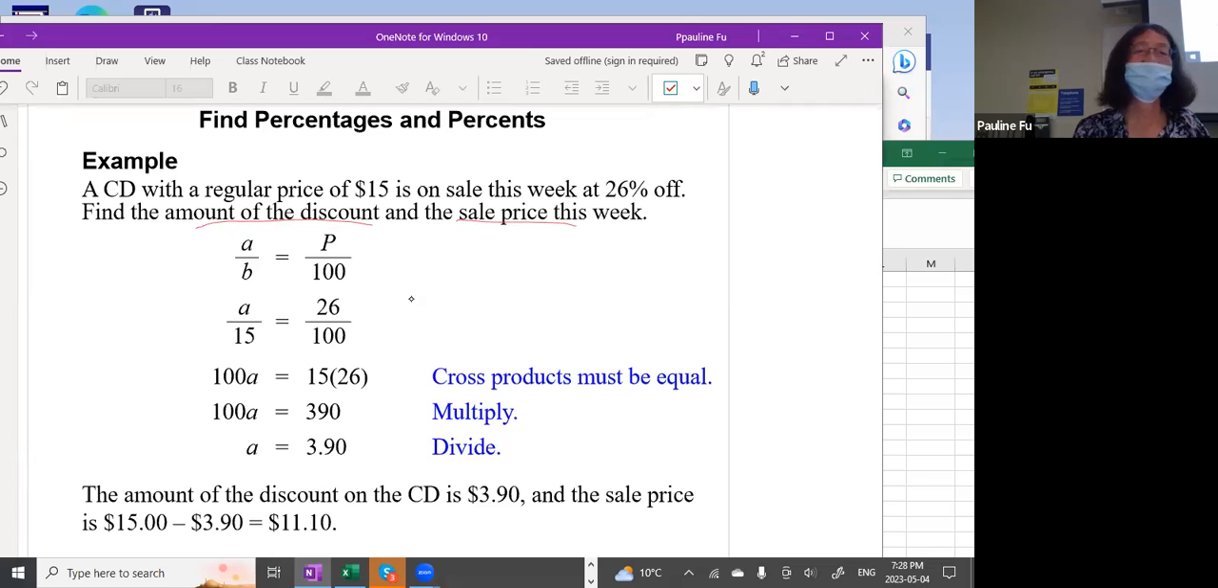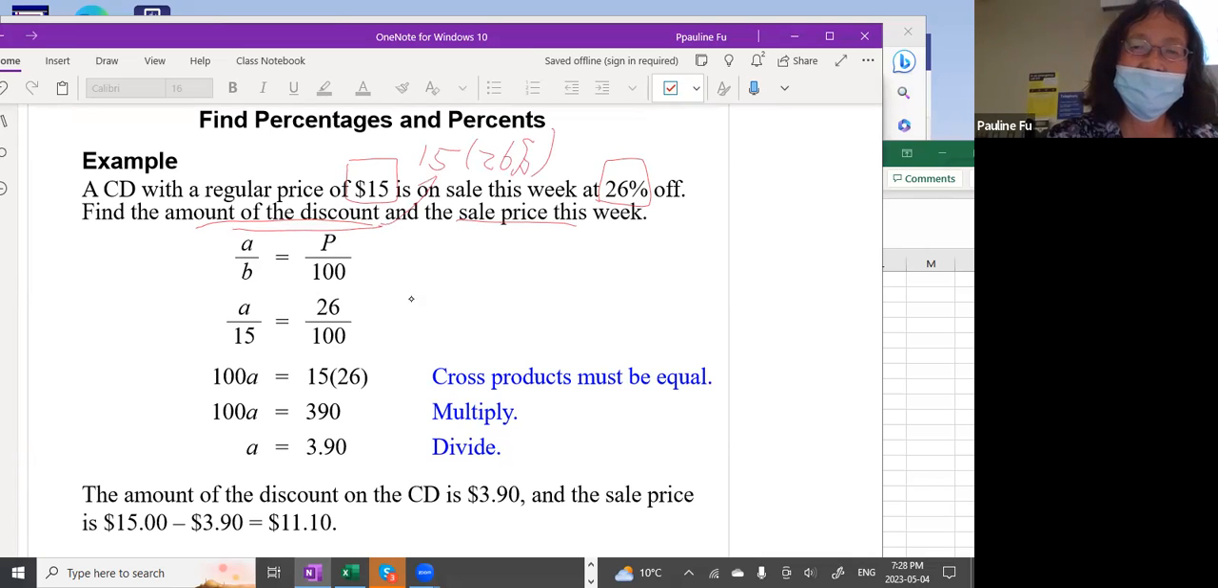So what do we do? There are two answers. One answer, you directly look at the original price $15, and you take 26% off. So what is the discount? The discount is just 15 times 26%. That is the discount, $3.90.